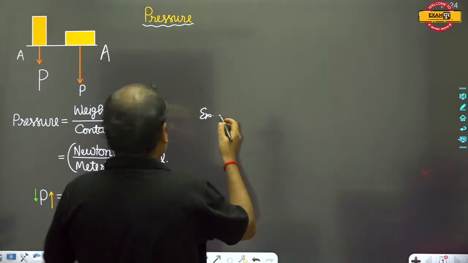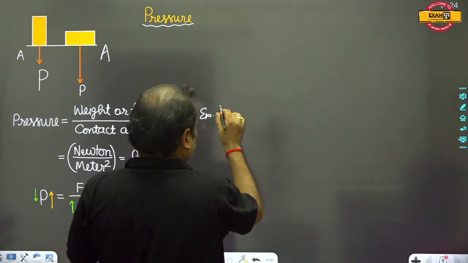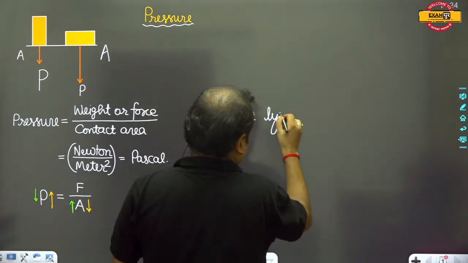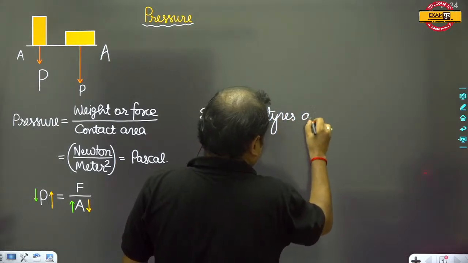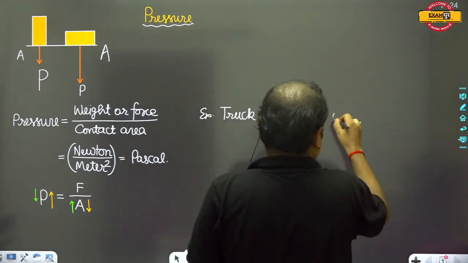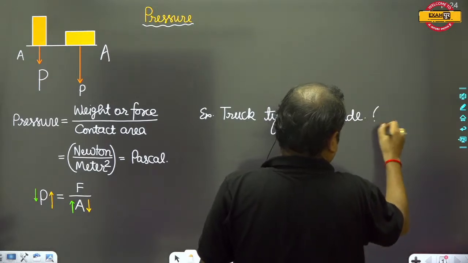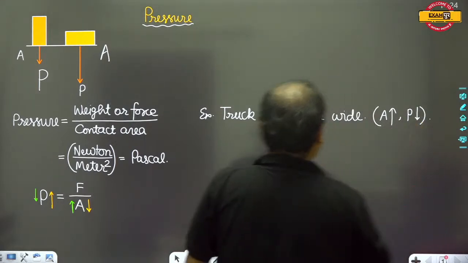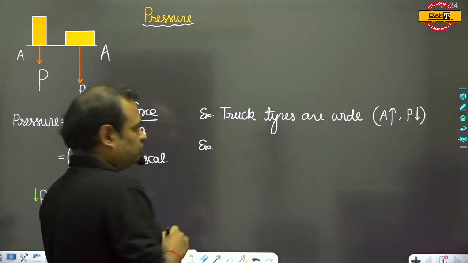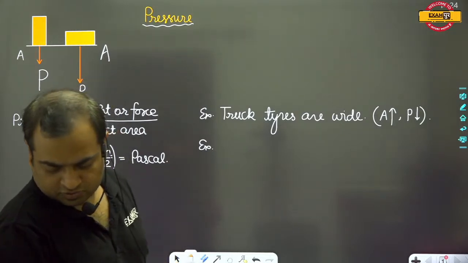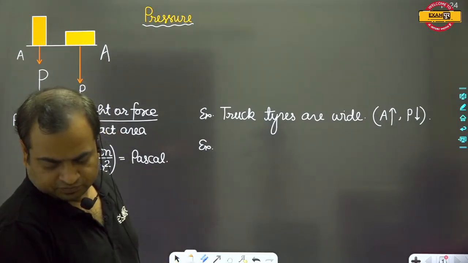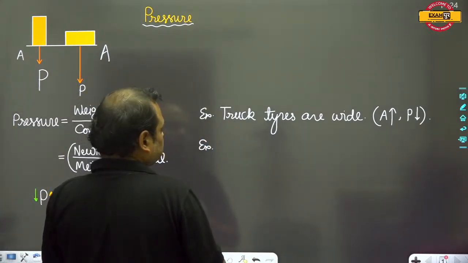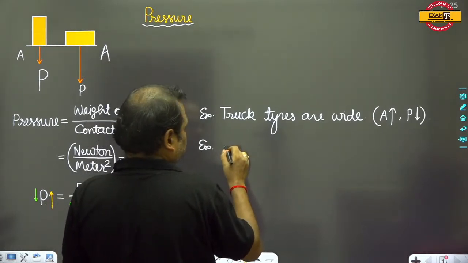So here we will write: truck tires are made wide, because the contact area is high and the pressure is low. Okay, example number two.